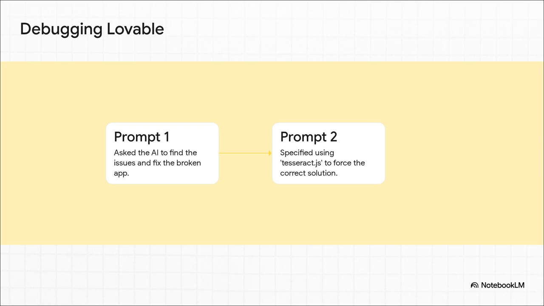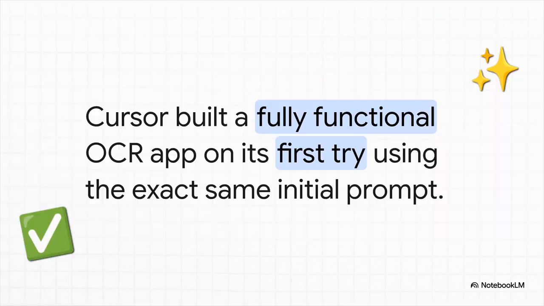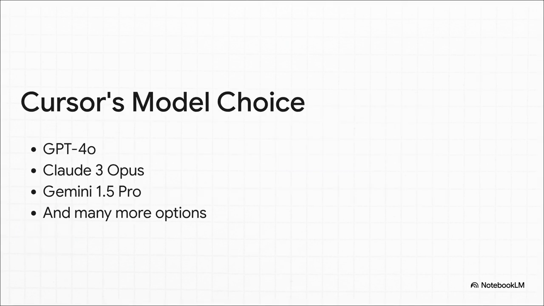We actually had to tell it which technology to use, in this case, a library called Tesseract.js. And once we gave it that little nudge, boom, it worked like a charm. Now, Cursor's experience, a totally different story. Complete contrast. On its very first attempt with that same initial prompt, it built a fully working app, no fuss. It just figured out the right tools on its own, installed the dependencies, and generated code that worked right out of the gate. So you might be wondering, why did Cursor nail it on the first try?